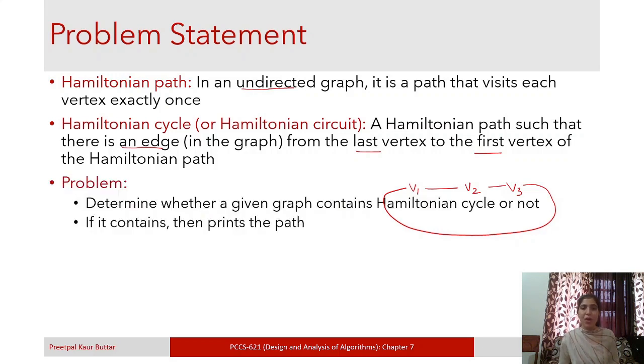So our problem is to determine whether the given graph contains a Hamiltonian cycle or not. If the graph does not contain any Hamiltonian cycle, then the algorithm will return false, but otherwise it will print the path.